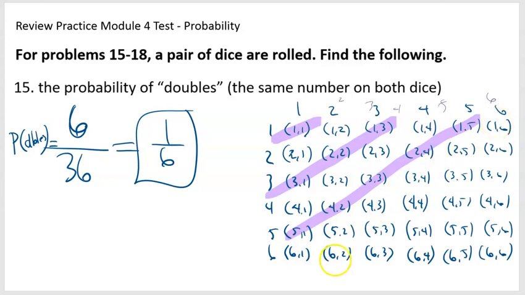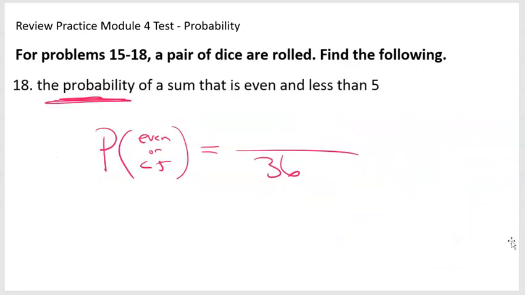But even up here again adds to be 8. 6, 2, 5, 3, 4, 4, 3, 5, 2, 6. The next diagonal adds to be 9, so I'm not going to highlight it. But 6, 4, 5, 5, and 4, 6 add to be 10. And finally 6, 6 adds to be 12. Okay? But what was the other thing they said? It says the probability of a sum that is even and less than 5. Both of those things need to be true. Even and less than 5.